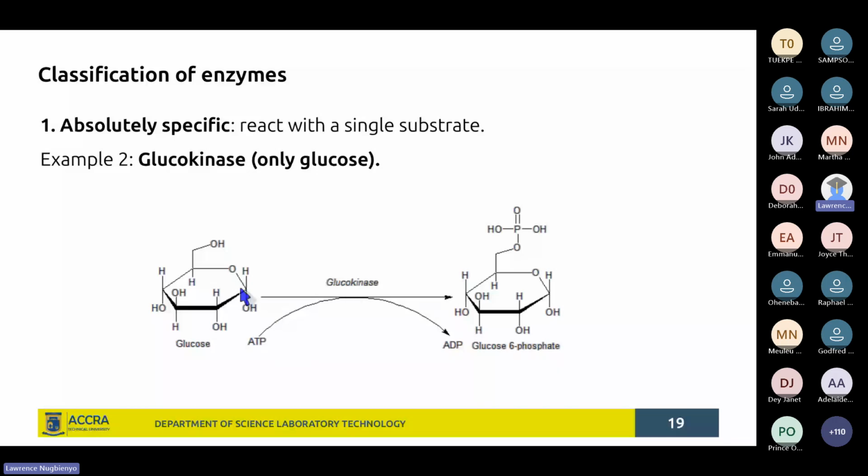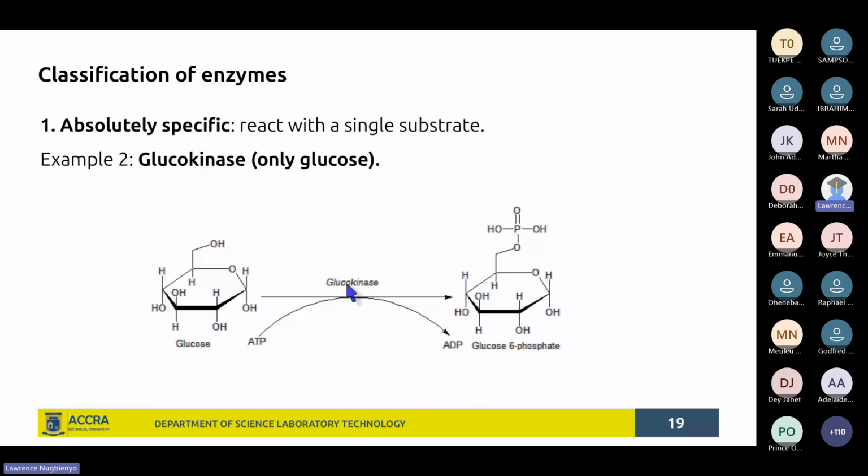And so you see on this carbon, you have a CH2OH here. In place of that, you now have a phosphate group. So one phosphate group from ATP comes onto glucose to give you glucose 6-phosphate. And so then you are left with ADP, adenosine diphosphate. Once a phosphate group is transferred from it, it's left with a diphosphate. And the enzyme involved in that process is glucokinase.